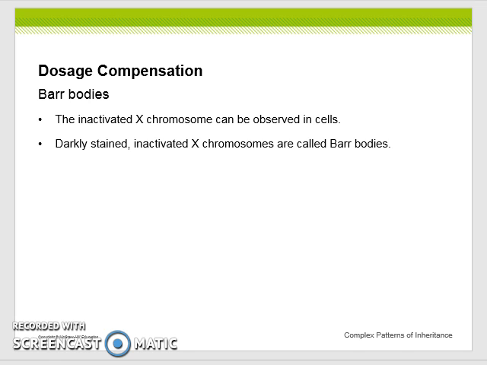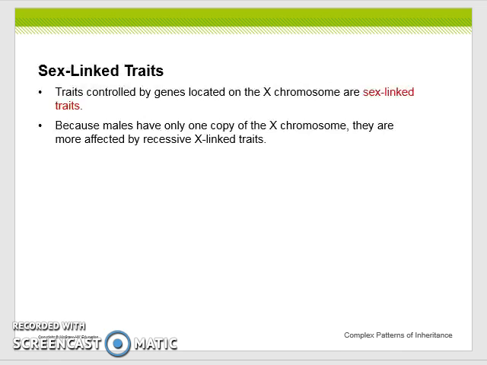Bar bodies. The inactivated X chromosome can be observed in cells. Darkly stained, inactivated X chromosomes are called bar bodies. Traits controlled by genes located on the X chromosome are known to be sex-linked. Because males have only one copy of the X chromosome, they are more affected by recessive X-linked traits. That's important to remember. Circle that part.